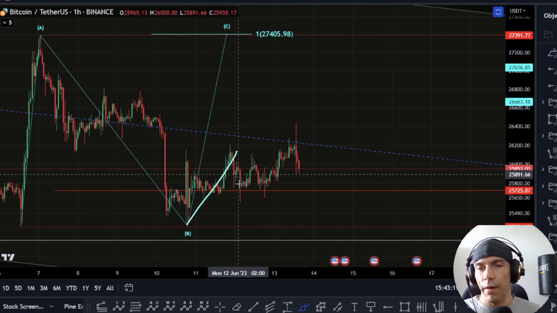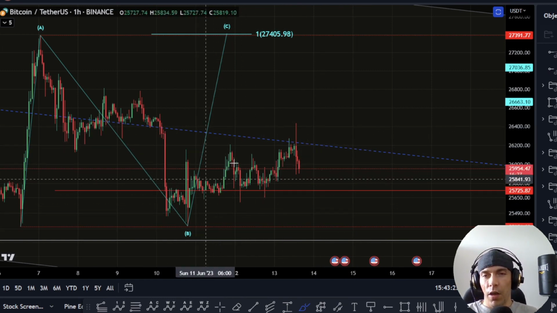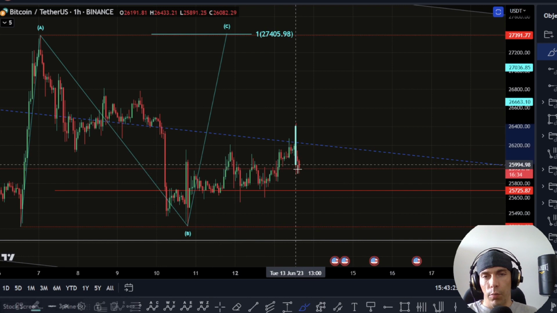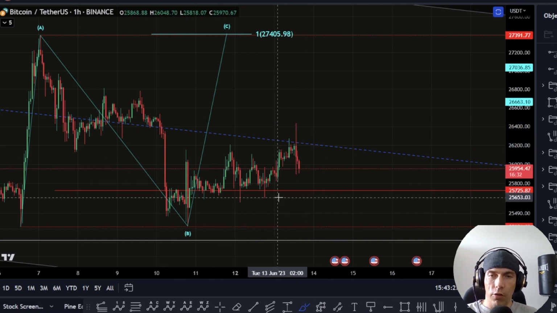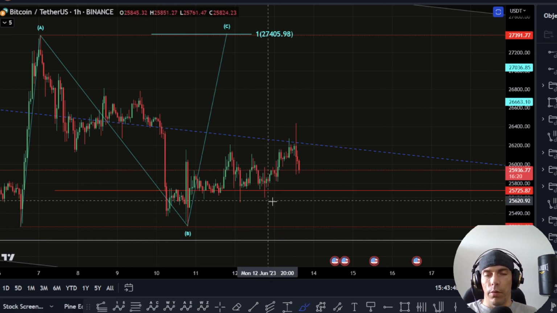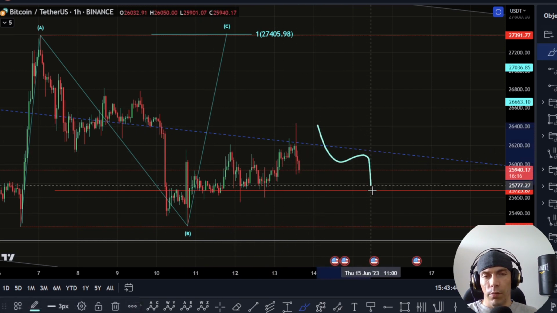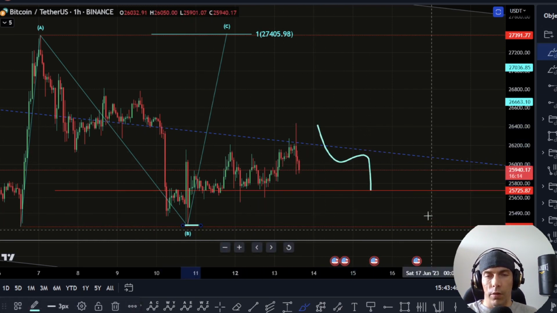But we don't really have good structure to call it a diagonal at this point. I really would like to see another push to the upside. Now, invalidation of this would actually come by crossing this low point here of this 25,657. Crossing this low over here would invalidate that potential. Now, if we do see that play out, we'll be looking for that 3-wave move and then maintaining this low.